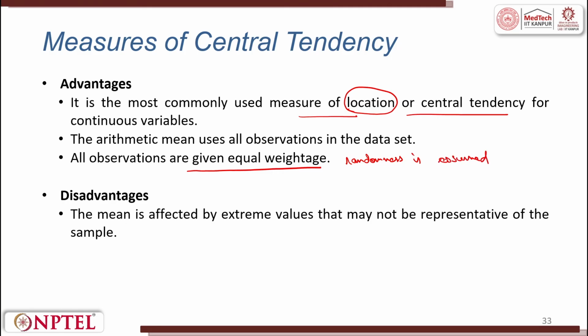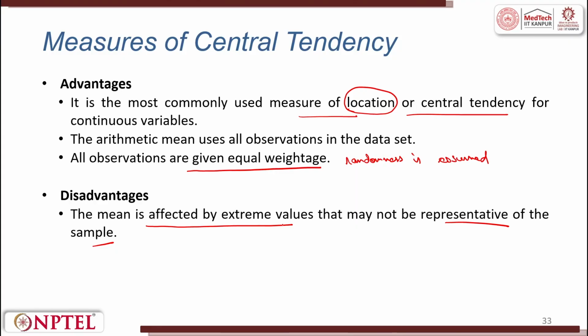Whenever we talk about mean, we will generally or always talk about the arithmetic mean throughout this week. Disadvantages: mean is affected by extreme values that may not be representative of the sample. For example, there are students in the class. If I take the heights of the students, the average Indian height is around 5 feet 8 inches. If there is a student who is 7 feet tall, putting that student in a class of maybe 20 students, the overall average will go very high.